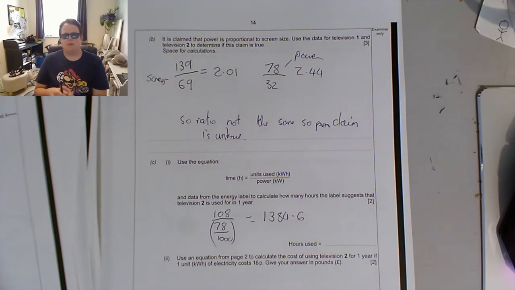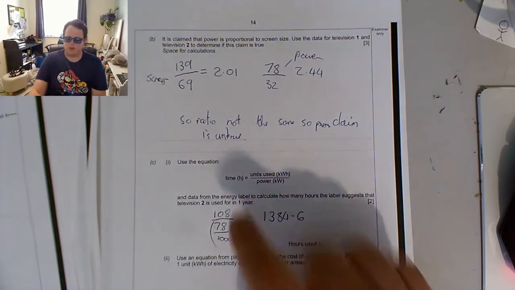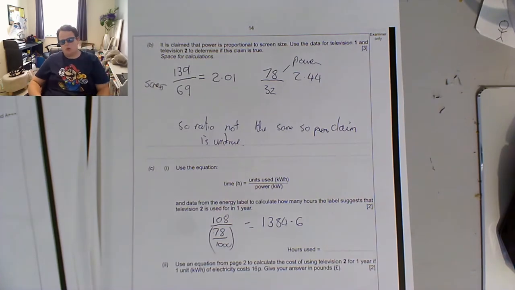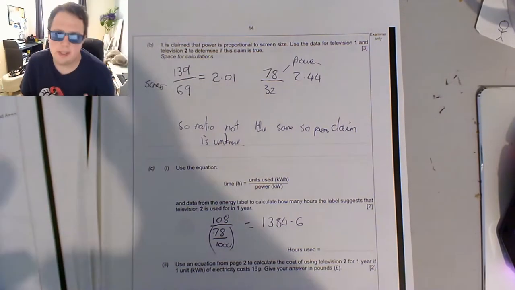So this is where a little bit of common sense will help. If you'd done 108 divided by 78 and you get 1.4 as your answer, or 1.3846, for a whole year, that's less than 2 hours, you couldn't even watch a film. You couldn't even watch a football match, 90 minutes, an hour and a half, 1.5 hours. So take that in mind when you're doing these sort of questions.